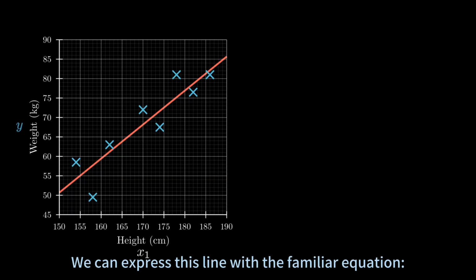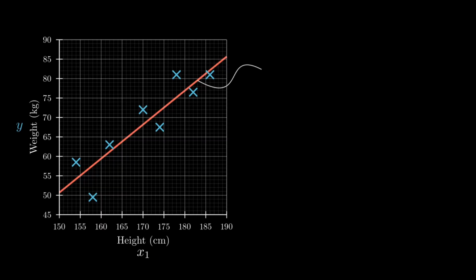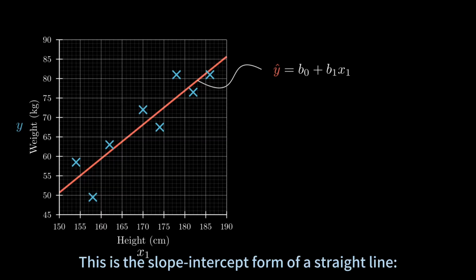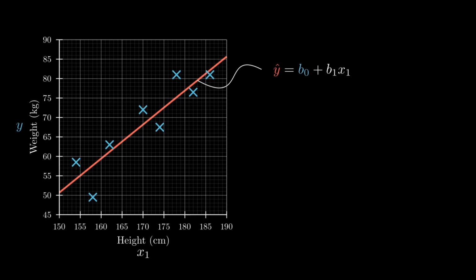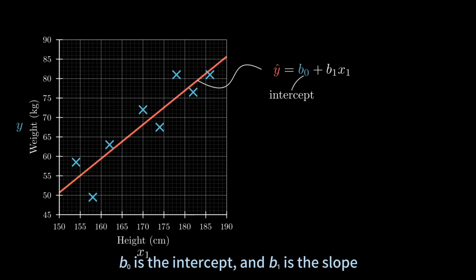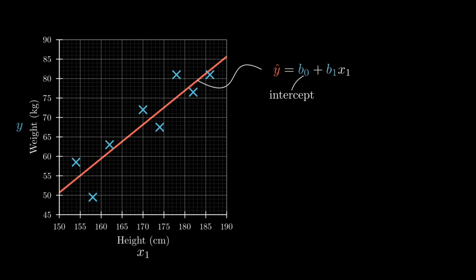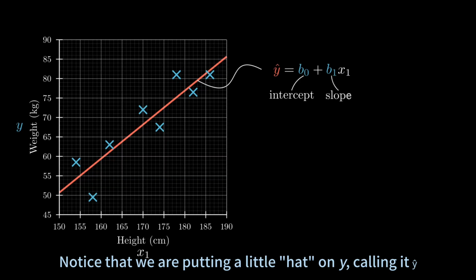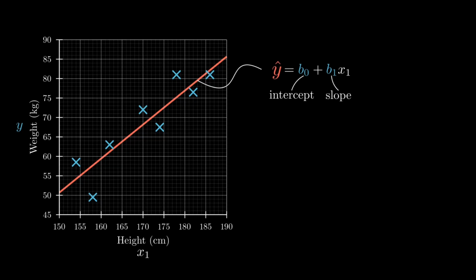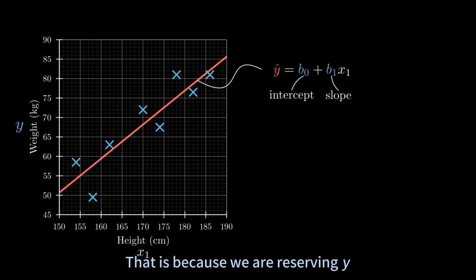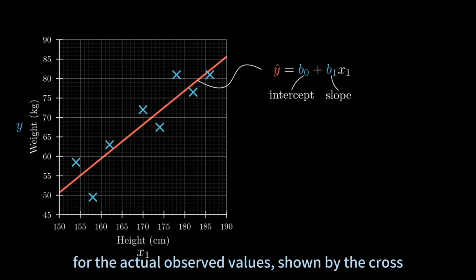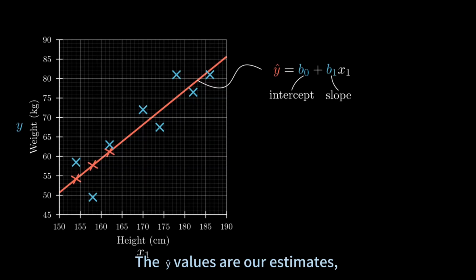We can express this line with the familiar equation. This is the slope-intercept form of a straight line. B0 is the intercept, and B1 is the slope. Notice that we are putting a little hat on y, call it y hat. That is because we're reserving y for the actual observed values shown by the dots. The y-hat values are our estimates, the points that lie on the right line.